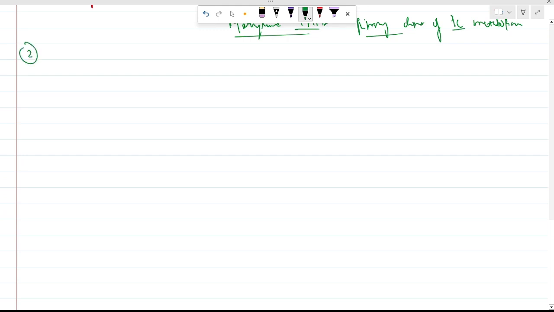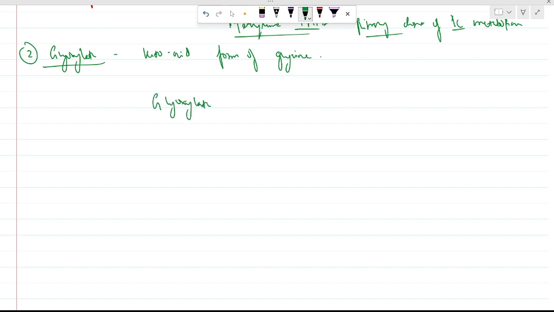Even the second compound, we have seen, is glyoxylate. Glyoxylate is the keto acid form of glycine. How does the conversion take place? Here is the glyoxylate. It's converted to glycine. And on the opposite side, alanine is getting converted to pyruvate. This is a reversible reaction. The enzyme here is glyoxylate alanine aminotransferase.